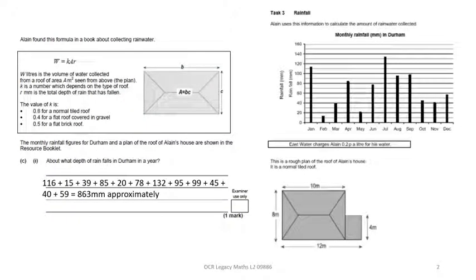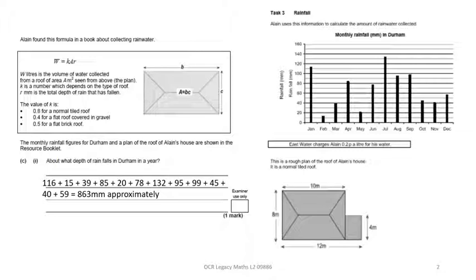Okay, so Alan found this form in the workbook about collecting rainwater. So let's skip down to the question about what depth of rain falls in Durham a year. We have the graph right here. Now, of course, it doesn't show so well on the computer screen because it's condensed a bit, but actually on the paper this will be a lot clearer.